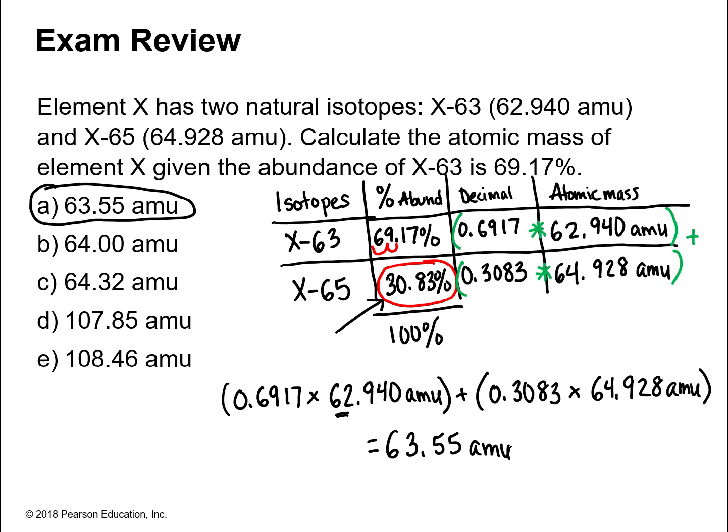One way that you can rule out two answers without even touching your calculator is by knowing that the atomic mass has to be somewhere between the mass of the one isotope and the mass of the other. So it can't be any bigger than 64.928 AMU. So you can automatically rule out D and E.